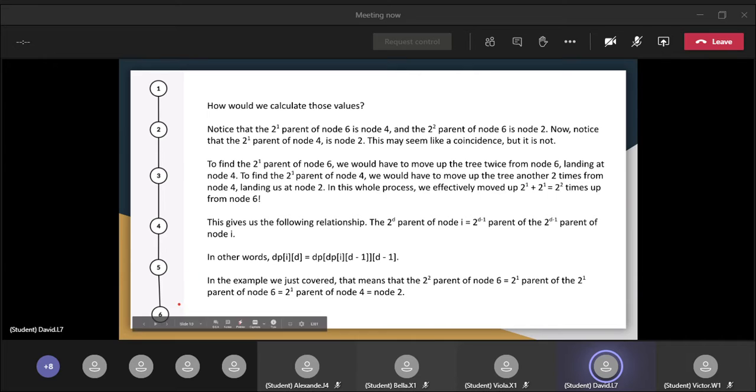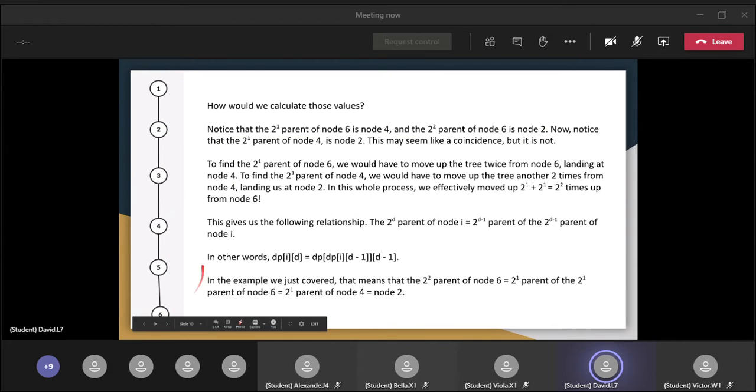So basically what that means is to find the second parent of node 6, we need to move up the tree twice from node 6, right? And that would put us at node 4. And then to find the second parent of node 4, we would have to move up the tree another 2 times from node 4, landing us at node 2. So in this whole process, going from 6 to 4 and then to 2, we basically just move up the tree 4 times from node 6, right?